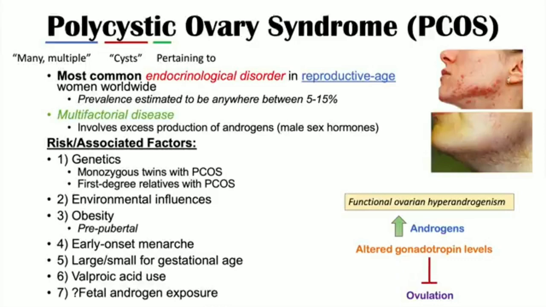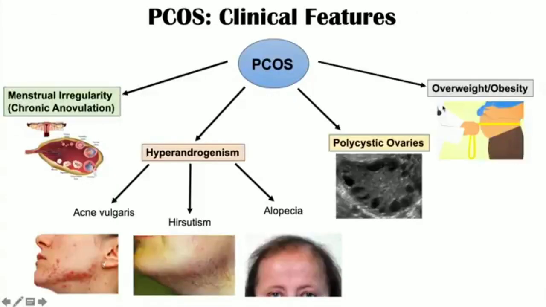Now the clinical features of PCOS. The most important is menstrual irregularity. There are irregular periods, onset, and chronic anovulation. Hyperandrogenism means androgen hormones increase, which causes hirsutism and acne vulgaris. And third one is, and there is a lot of occurrence of polycystic ovaries. And the other feature is overweight and obesity. This is the most common reason. And obesity is the leading cause of polycystic ovarian syndromes.